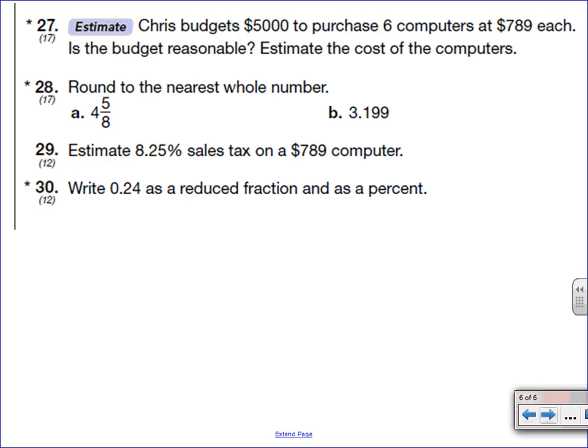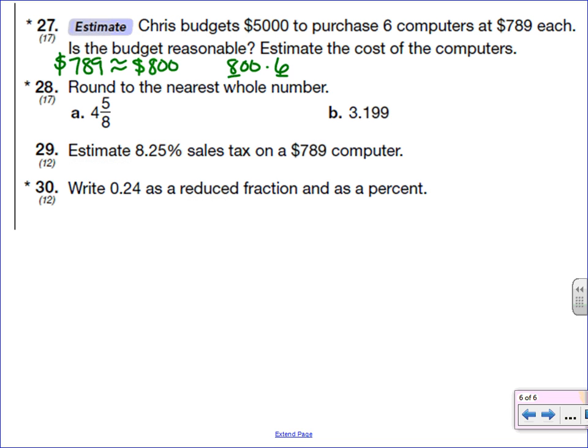Chris estimates $5,000 to purchase 6 computers at $789 each. Is the budget reasonable? Well, if I'm going to estimate and figure out if this is a reasonable budget, I'm going to round. The one that I'm going to round is the $789. I want it to end in zeros so that it's easier to compute. So I'm going to round $789. And squiggly equals signs say about equal to. It tells you that your rounding is 800. So if I'm going to purchase 6 of them, then I have 800 times 6.